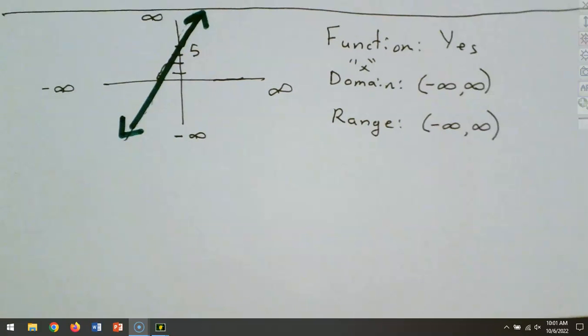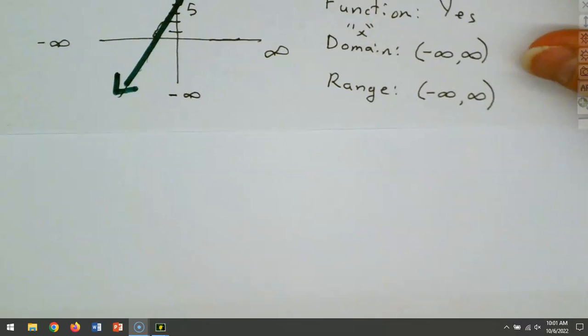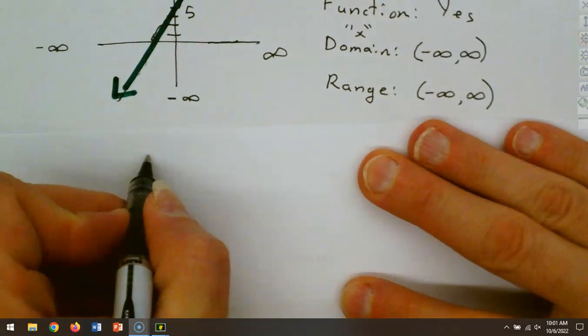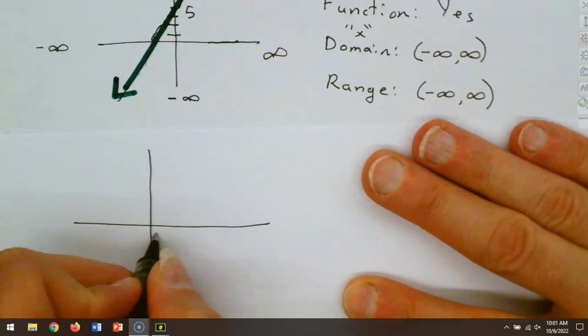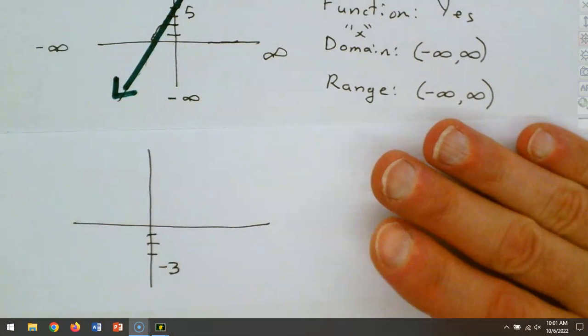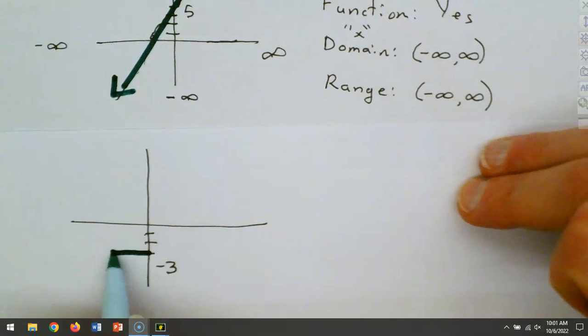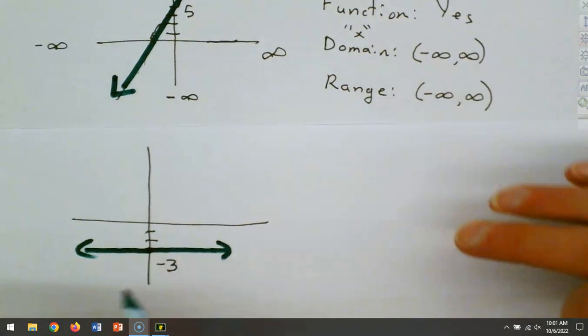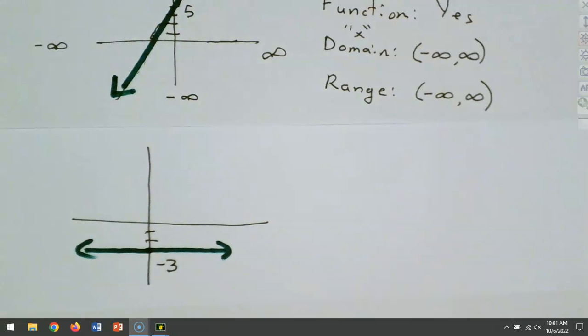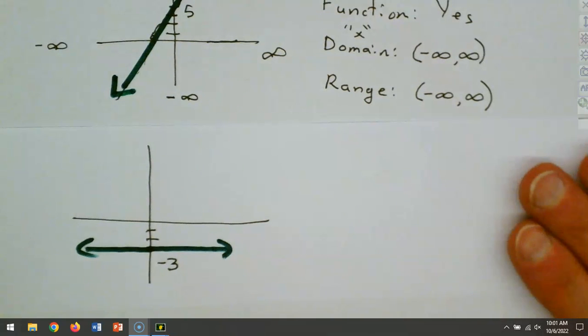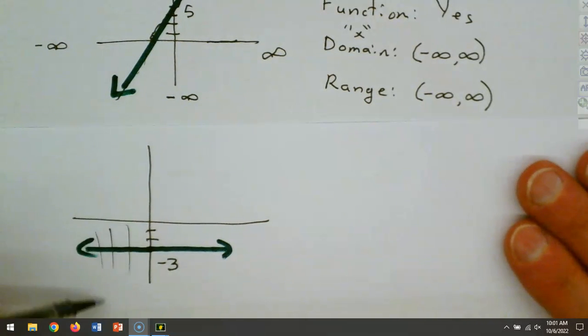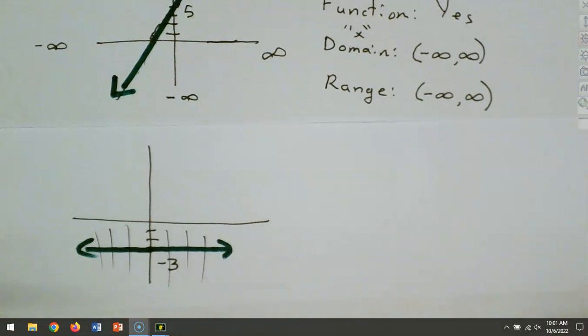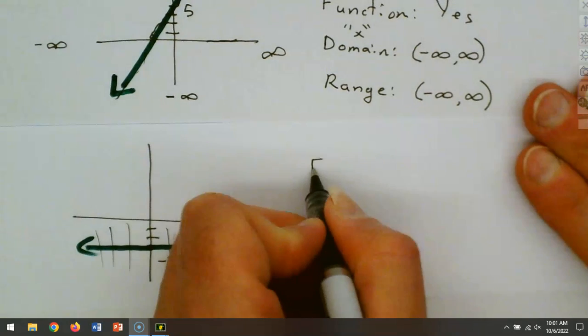Let's look at one more that is a function, and then we'll look at some that aren't. Okay, so here's another one. We've got a horizontal line. This one would also be a function, right? Because every vertical line crosses that graph at only one place. So this would be a function.